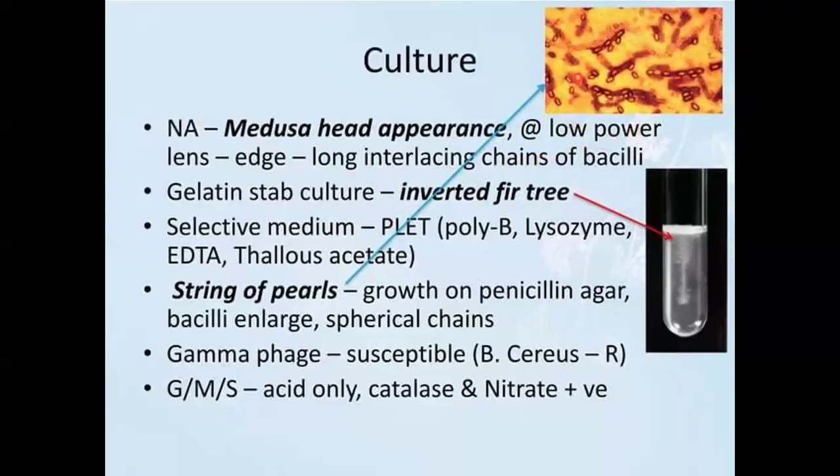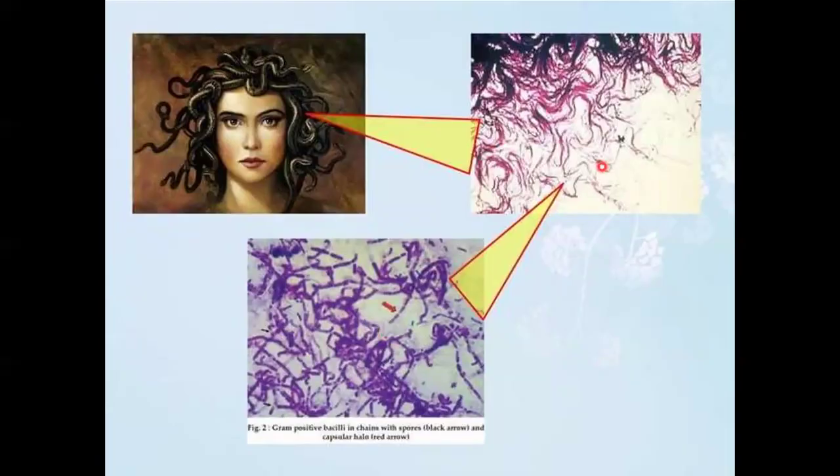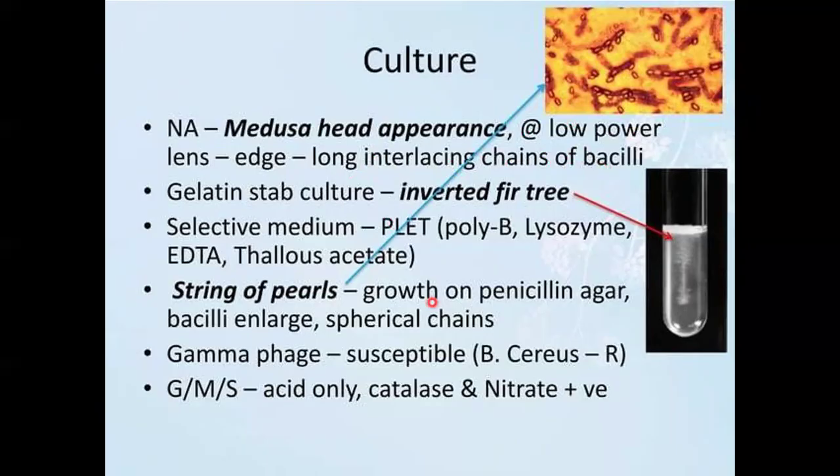So at low power, the edge shows long interlacing chains of bacilli. As you can see, these chains are interlacing, so they're intertwining. That's what we call Medusa head appearance. Then gelatin stab culture, this is also not done, but you're going to see an inverted fir tree, as you can see here in this picture. Selective media that we use is PLET: polymyxin B, lysozyme, EDTA, and thallous acetate. Then string of pearls: grown on penicillin agar, the bacilli enlarge and form spherical chains, as you can see here.